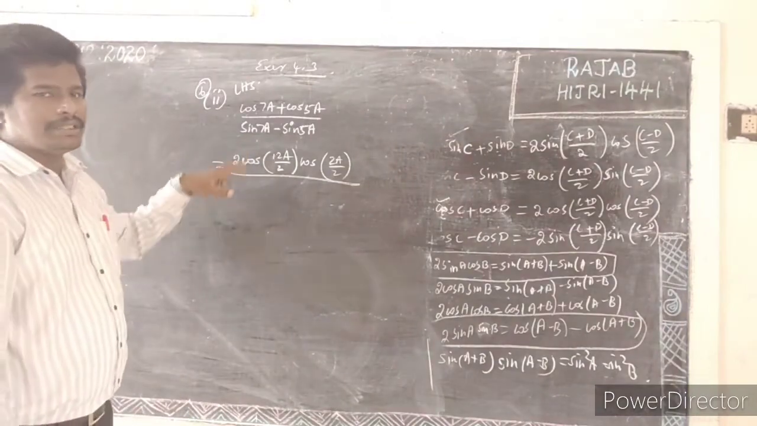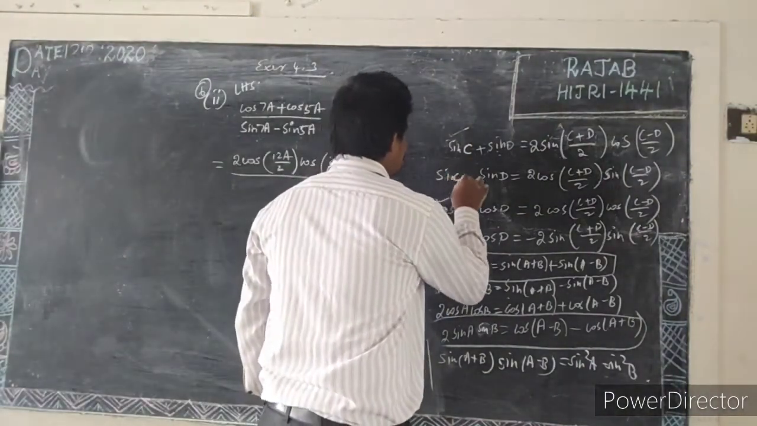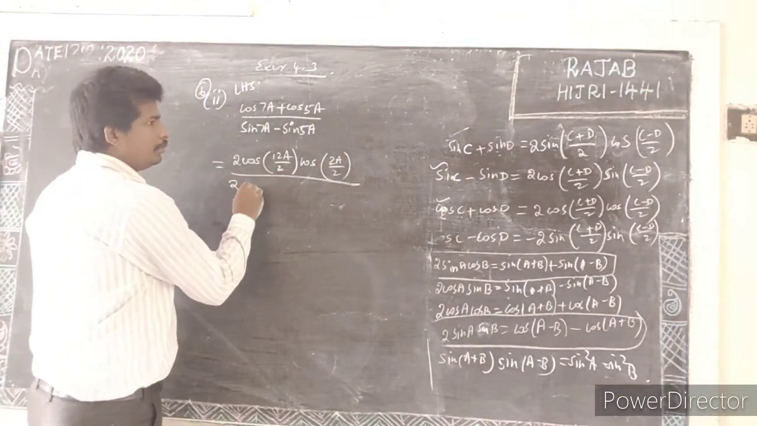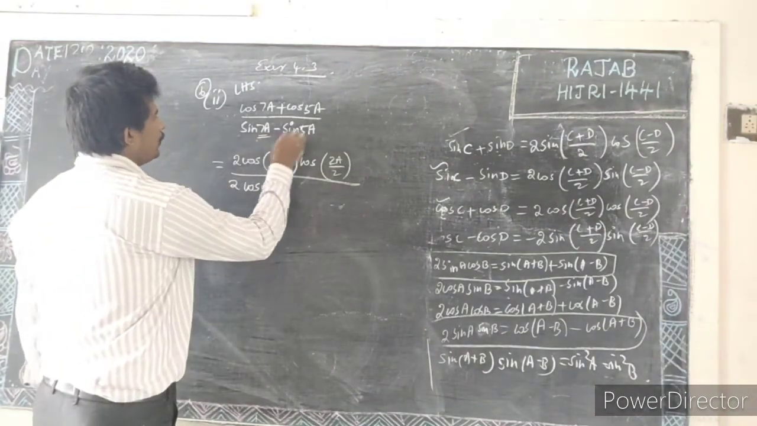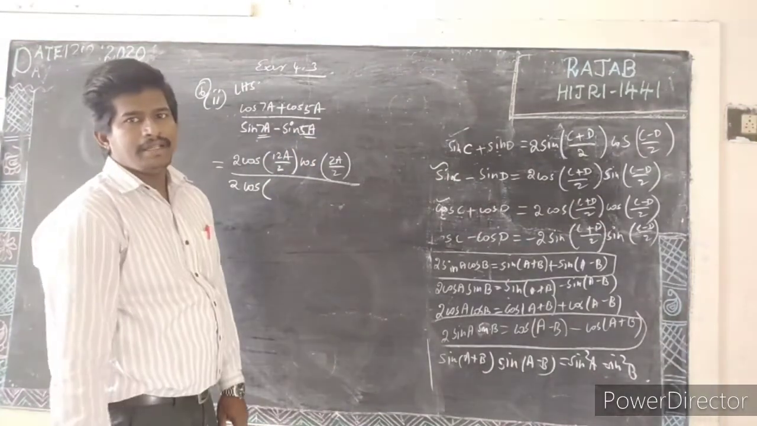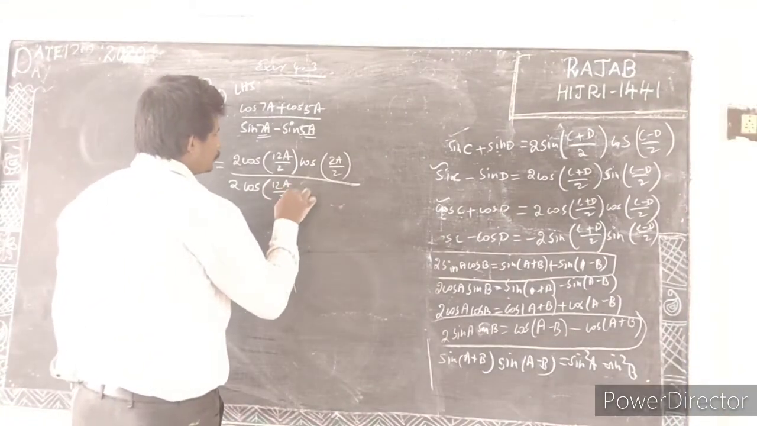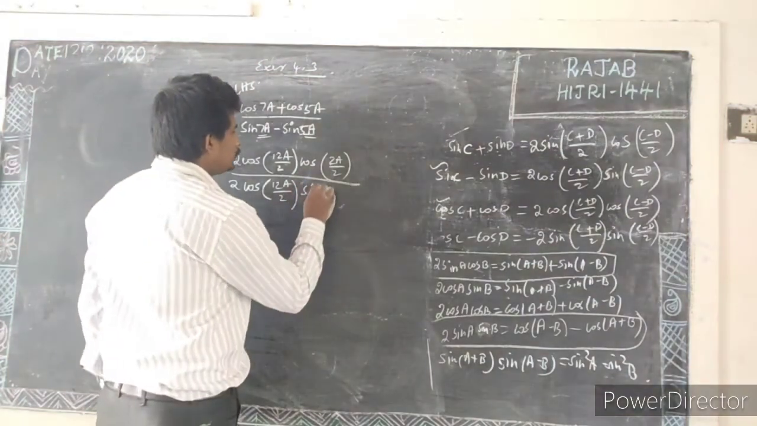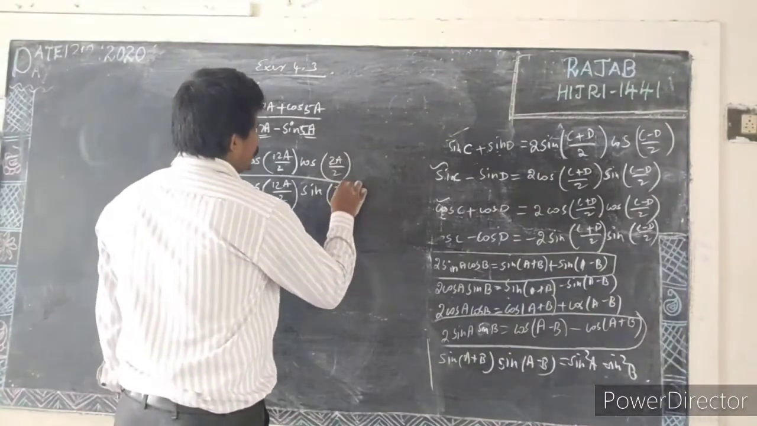Look at the denominator. This is the form of sin c minus sin d. Look at the second one. Sin c minus sin d equal to 2 cos c plus d by 2 sin c minus d by 2. Here also c and d are 7a and 5a, so 12a by 2 into sin c minus d by 2.